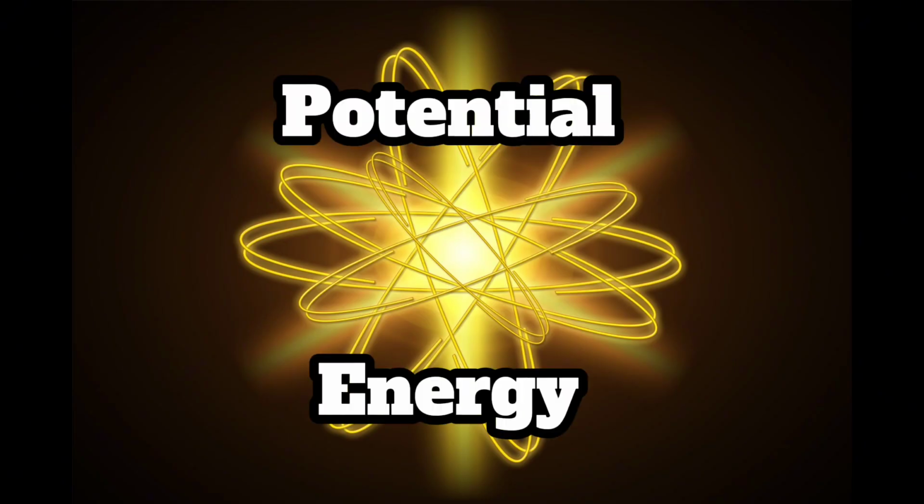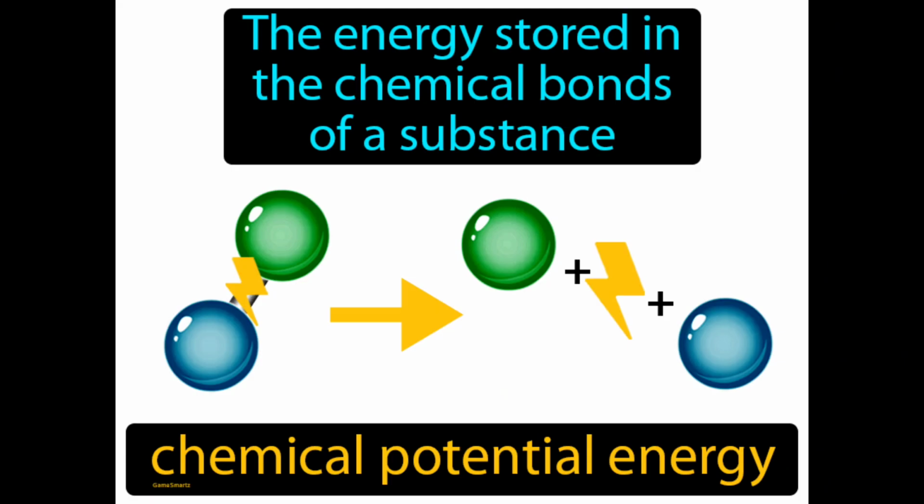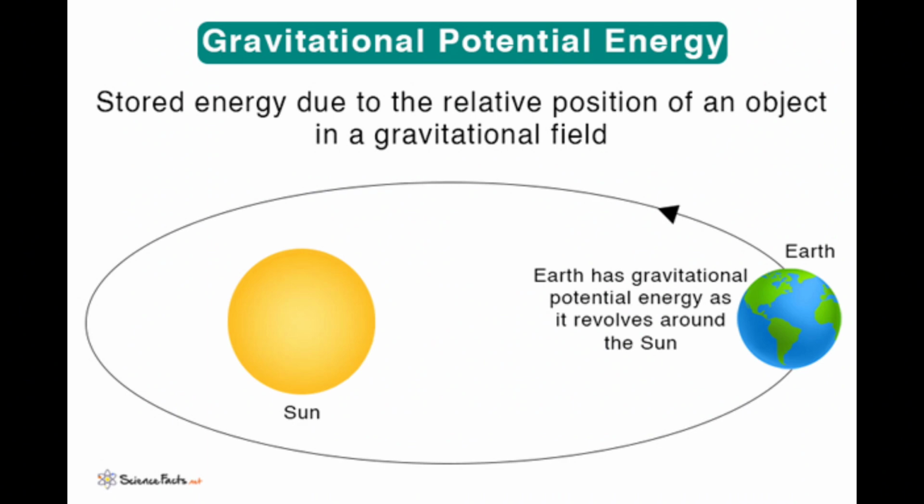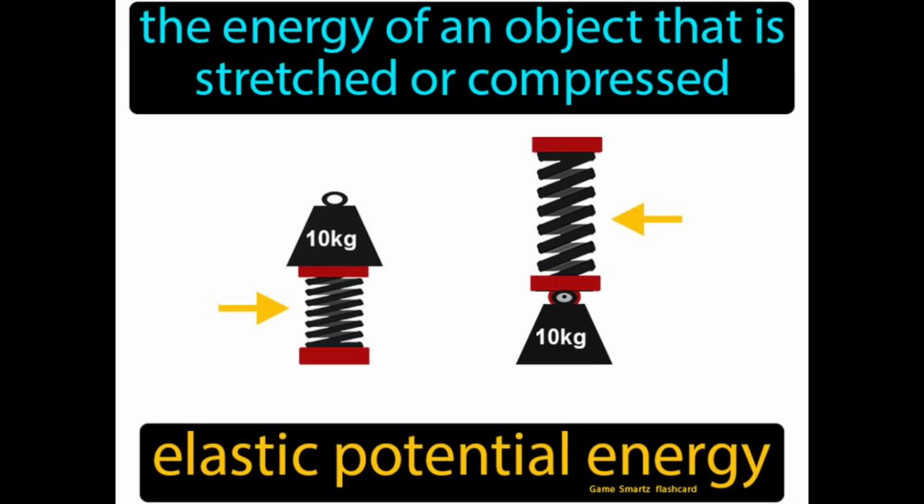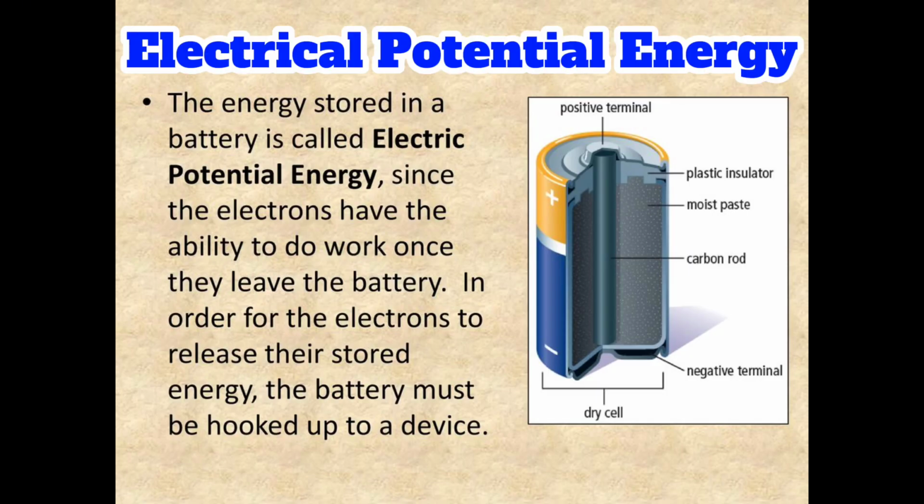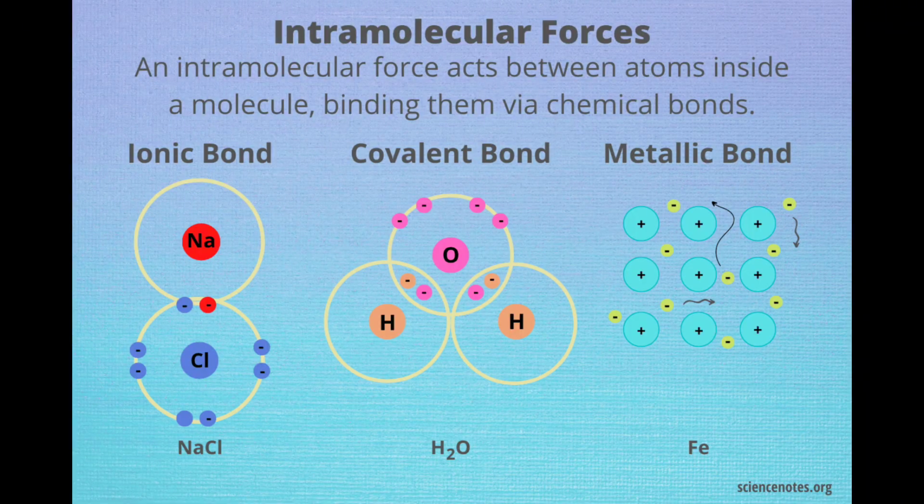Within potential energy, we have several different types. We have chemical potential energy, gravitational potential energy, elastic potential energy, like when a spring is in a state of compression before it's released. There's also electrical potential energy, such as within batteries, and nuclear potential energy, such as with an atomic bomb. Intermolecular potential energy, which involves the attracting and repelling of atoms, is another type of potential energy.